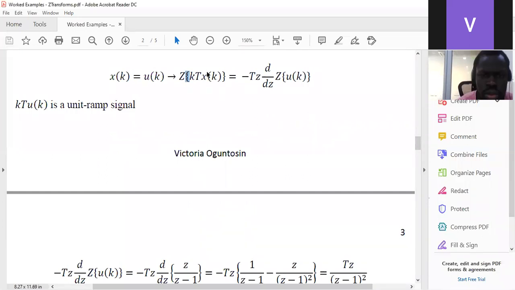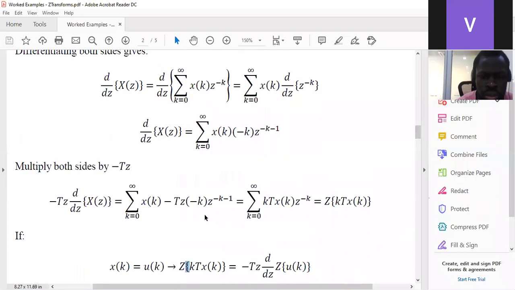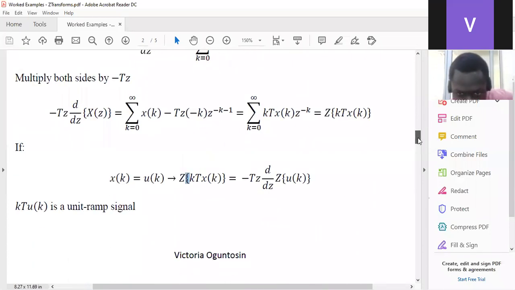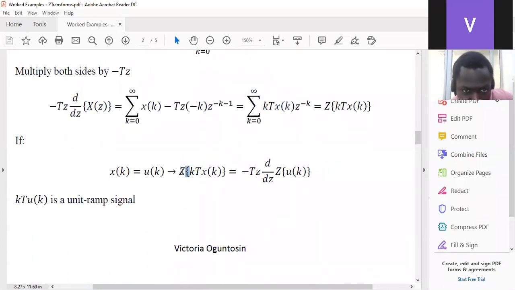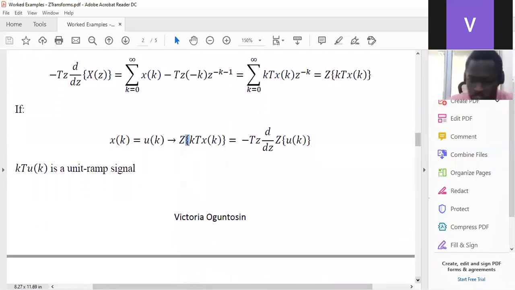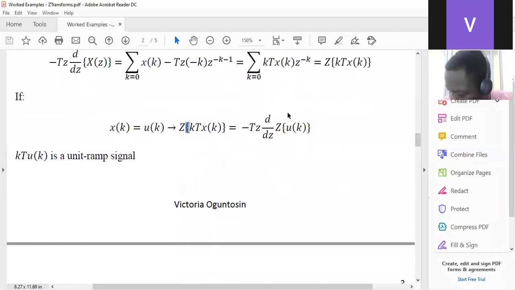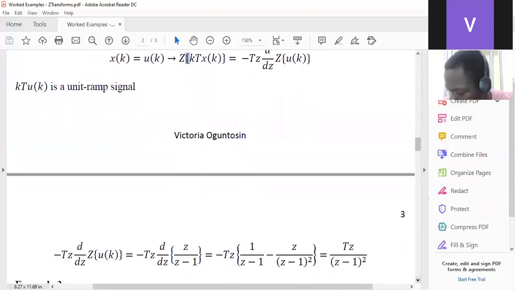So let me just repeat what I said. From this derivation, the reason why we are doing all these things we did here is to prove to you that the Z transform of the unit ramp is equal to minus TZ multiplied by differentiating the unit step. So that's what we wanted to prove, and we've proved it. If you're having difficulty in understanding, then just go over the notes, then you would understand, or just mail me privately for more explanation on that.